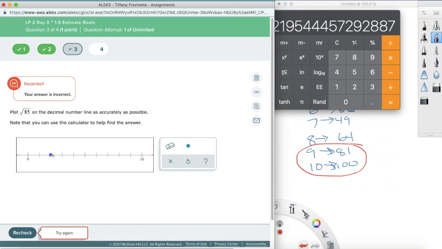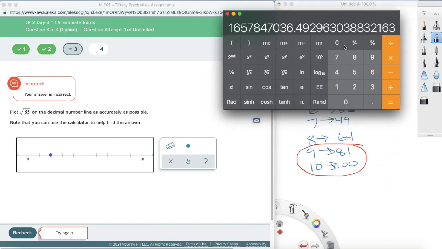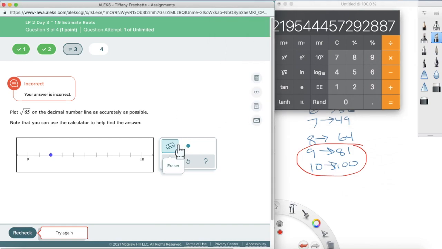What is it not like? As accurately as possible. Oops, dang it, I clicked on another button. Did I not type it in right? 9.2. Does it want it a little bit more?